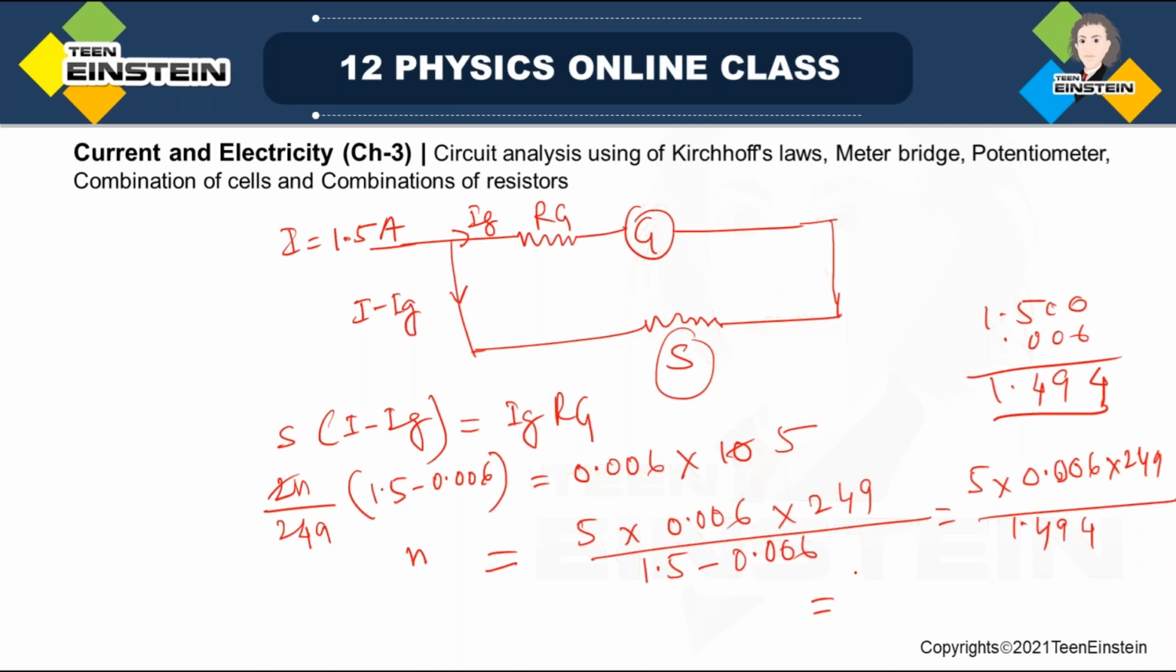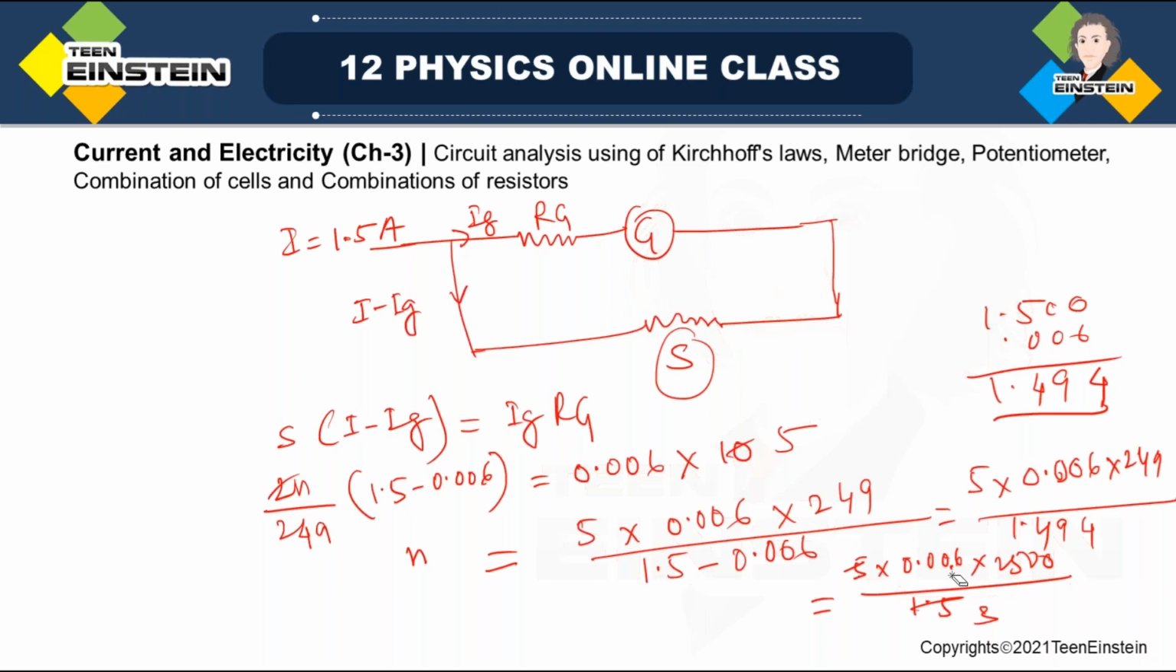So this is 5 into 0.006 into 250, and here it is 1.5. We can multiply by 10 over here, so it will be 3, and here by 10 so it will be 0, and this 2 with 0, so 0.6 over here.